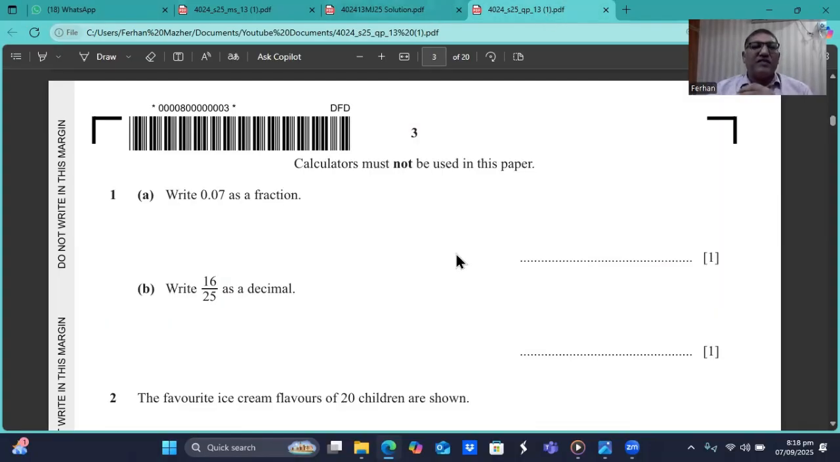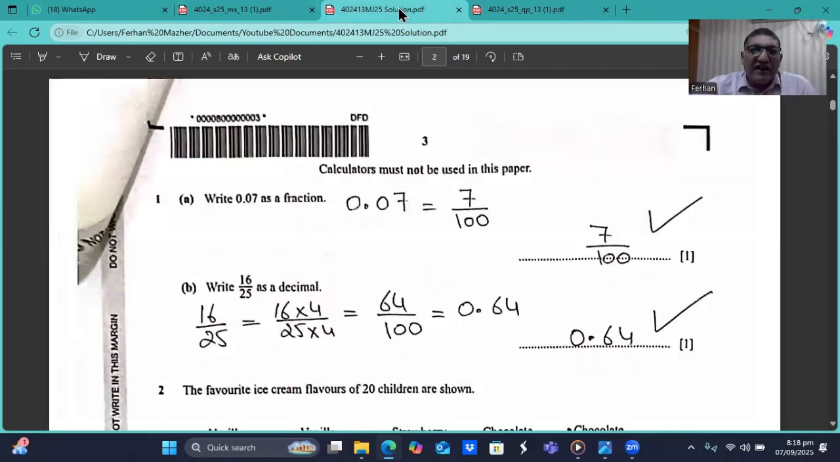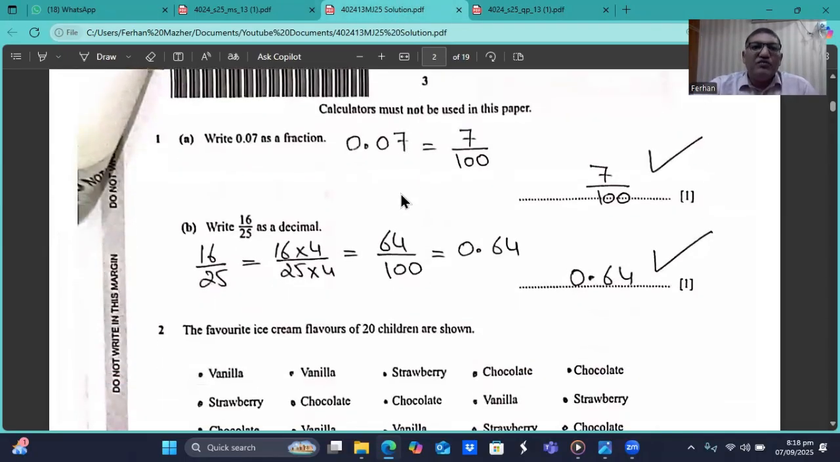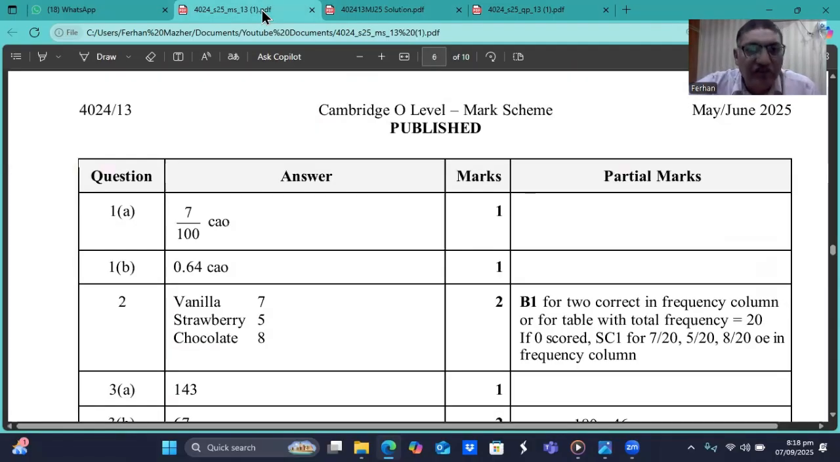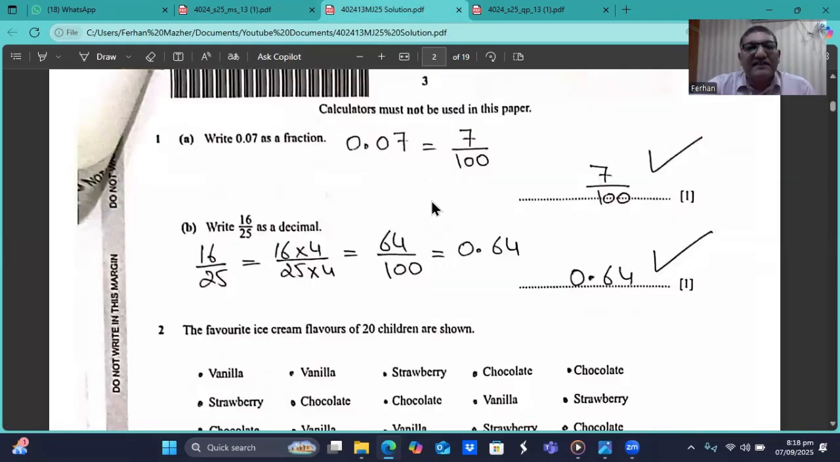Question number 1, part B, write 16 by 25 as a decimal fraction. If you want to convert this into a decimal, my technique is very simple. We try to make the denominator 10, 100, 1000, 10,000. In the denominator, you have 25. To make it 100, I will multiply the numerator and the denominator both by 4. So 16 into 4 is 64, and 25 into 4 is 100. Then I will adjust the decimal. Downstairs you have 100, so I will move the decimal in the numerator 2 steps to the left. So the answer will be 0.64. 0.64 is the right answer.